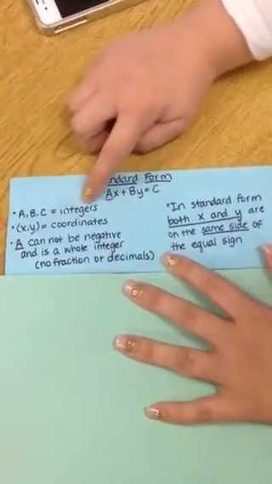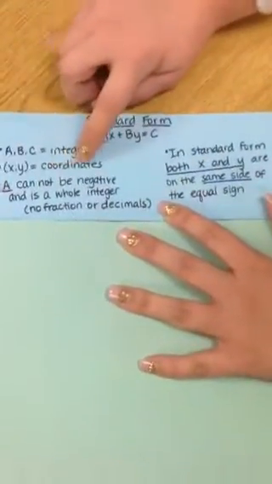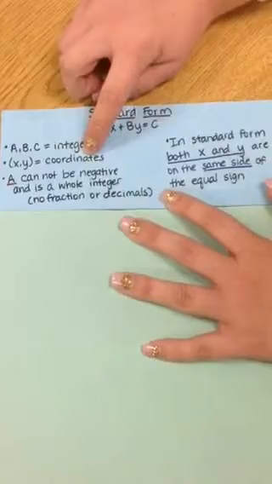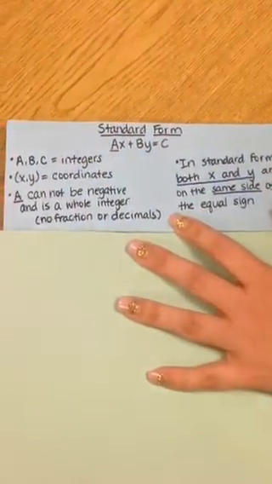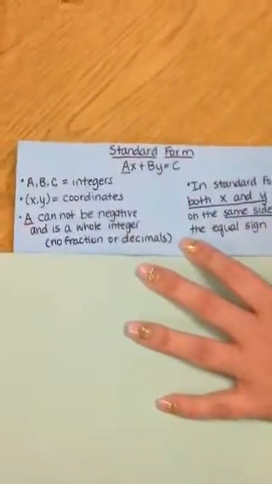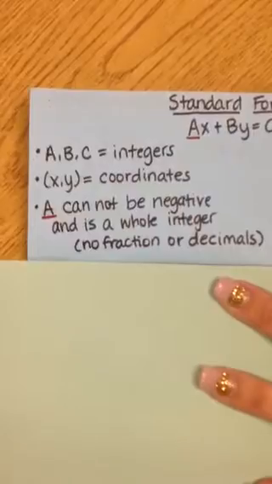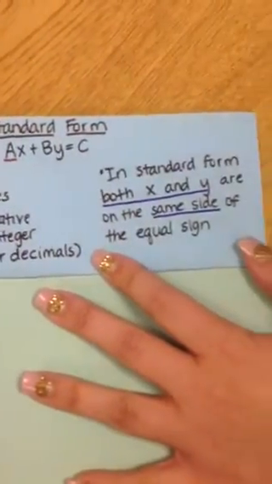So copy down all your notes. A, B, and C are your integers. They're your numbers. X and Y still are just X and Y. Key thing to remember is A cannot be negative and it is a whole integer. It cannot be a fraction or a decimal. Make sure you have all this copied. If you need to pause it and copy it, do so.